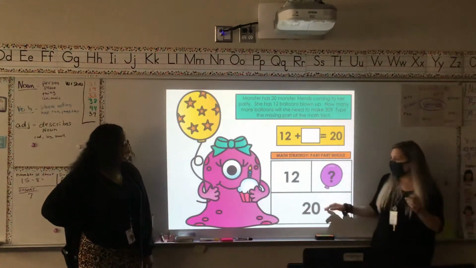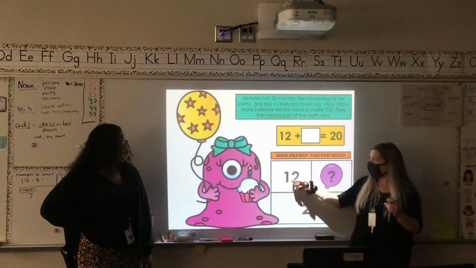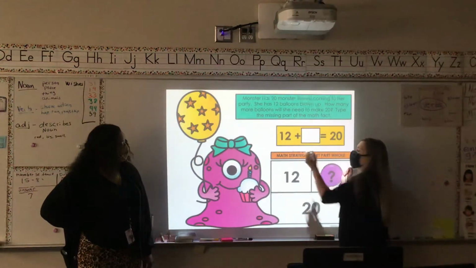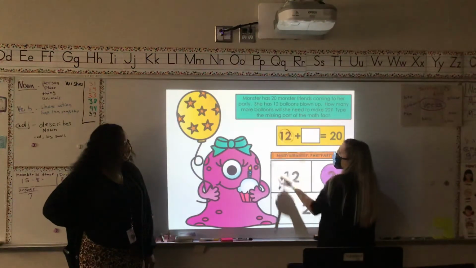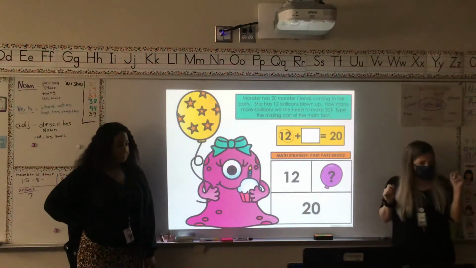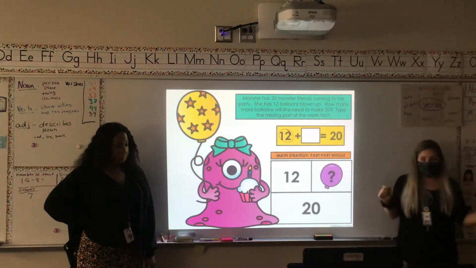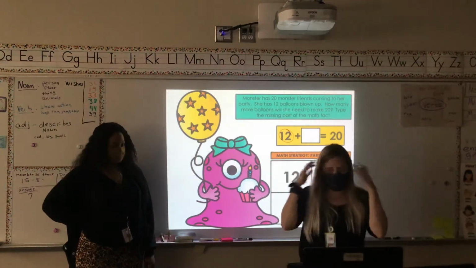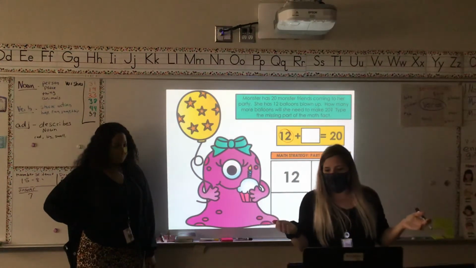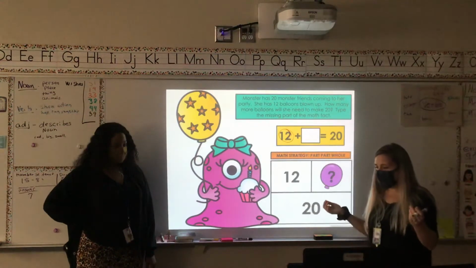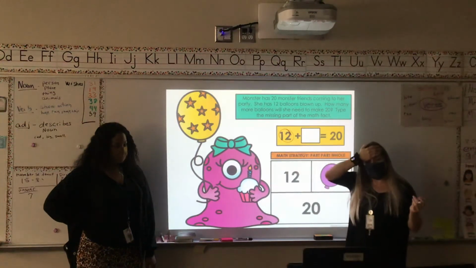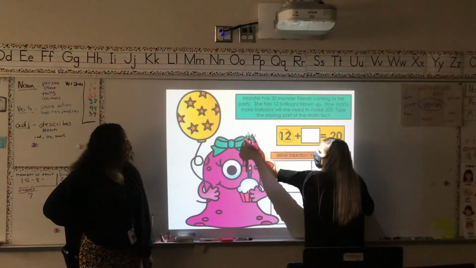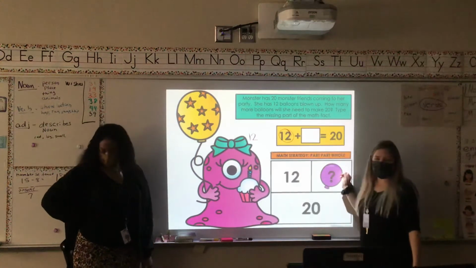So this is a part, whole. We have 12. We got to get to 20. So you can either write 12 on your whiteboard, circle it, and then draw dots to help you get there. You can count up from 12, put 12 in your head and count up to 20. So we're putting 12 in our head. We can write 12 on our whiteboard. And then you're going to draw your dots to get to 20.